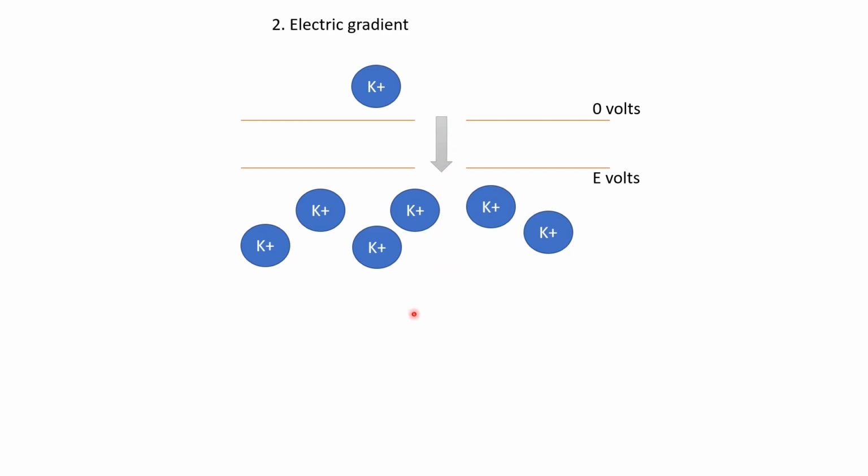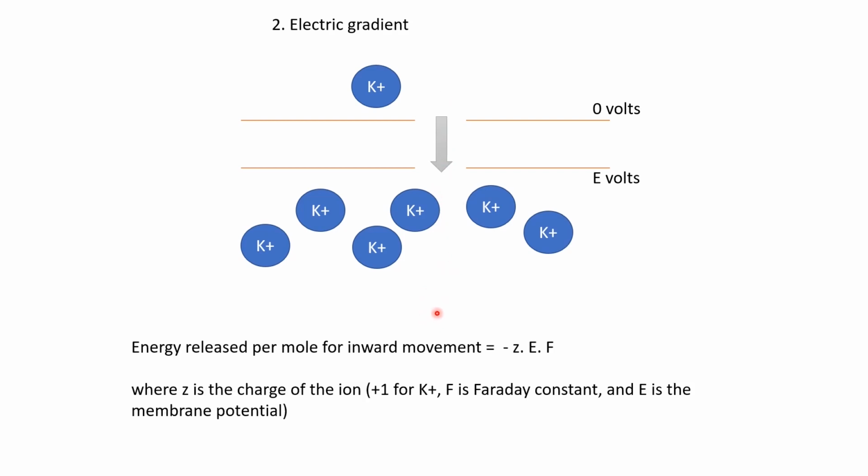And we can again quantify the energy that would be released per mole of potassium ions if they move in. This energy is given by -ZEF, where Z is the charge on potassium ions, which is +1. E is the membrane potential, which is -65 or -70 or whatever value is present in the neuron. And F is the Faraday's constant. Because E is negative and there is this negative sign, this quantity becomes positive. So positive energy is being released when potassium ions move in.